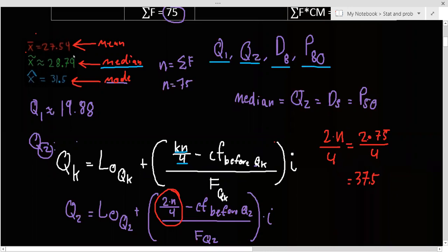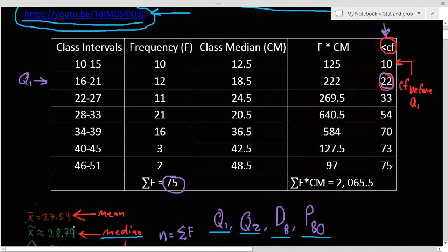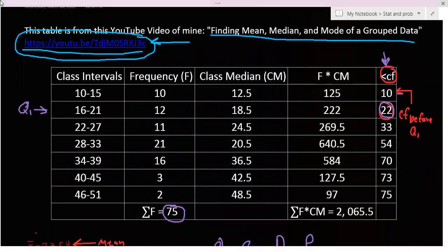So ano ulit gagawin next? Ngayon, punta kayo sa cumulative frequency. Let me just erase this one. Okay? So punta kayo sa cumulative frequency column. Now, you're going to pick two numbers na magkadikit sila and they act as a range na kung saan in between them, dun mo malolocate si 37.5.